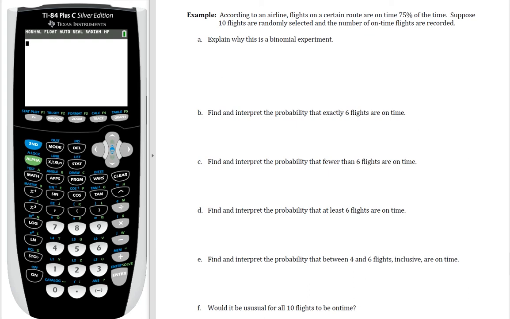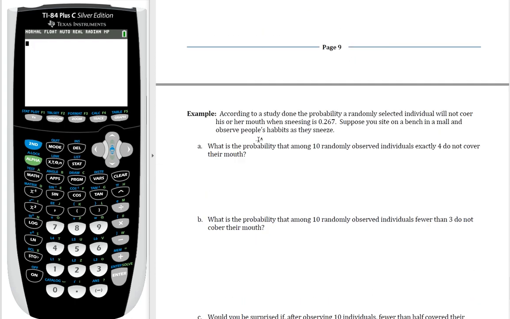At this point, hopefully we had covered this in class, but I wanted to do a couple more recorded so that you can have more experience and a bigger wealth of material that you can refer to if you have any problems with these kinds of questions. So today I'm going to work through page 9 and 10 here, one with an airline and another one about people covering their mouth when they're sneezing.